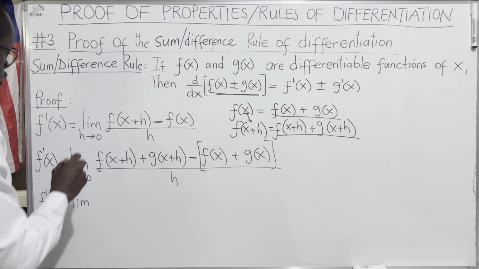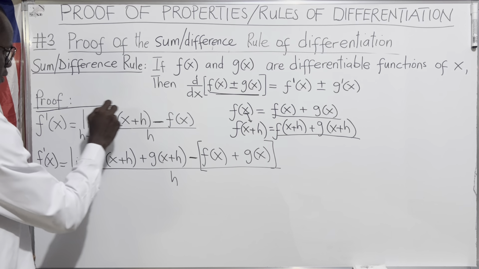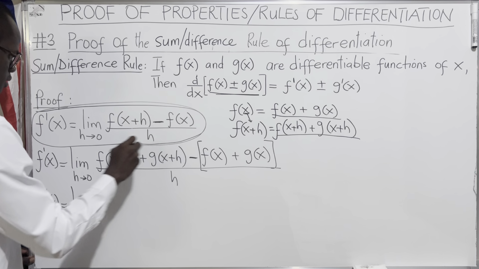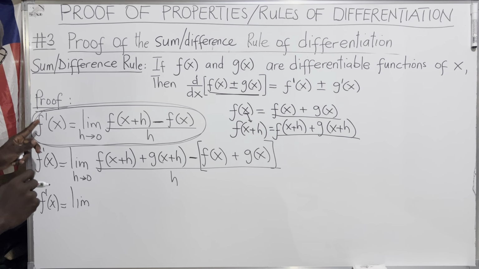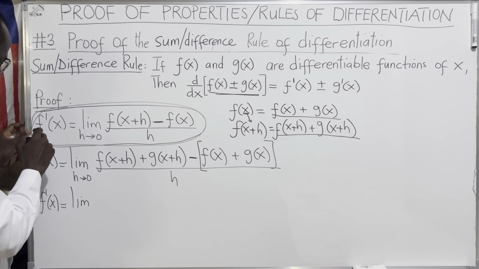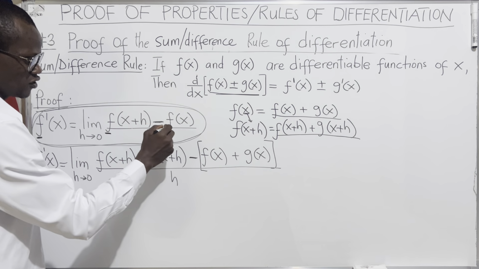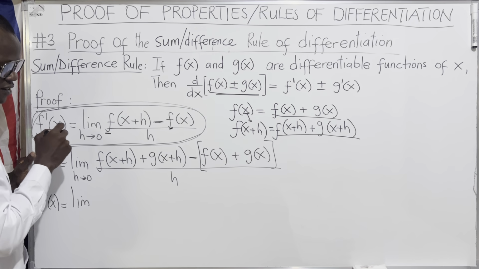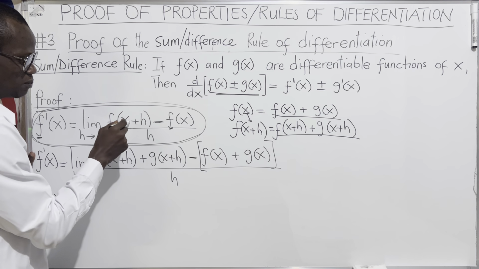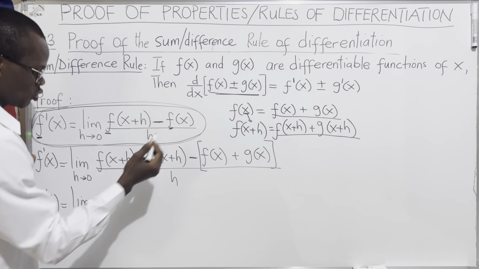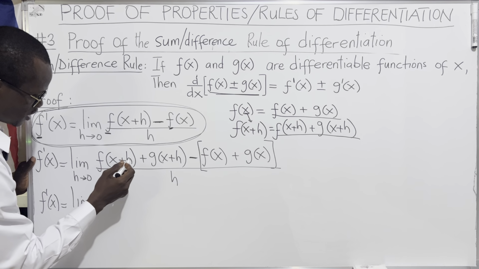Now, look here. Look at this thing. Just look here. So you see that f prime of x. Now the function here is f, right? And the function here is f. So f prime of x is equal to the limit of f of x plus h minus f of x. So you see f of x plus h.